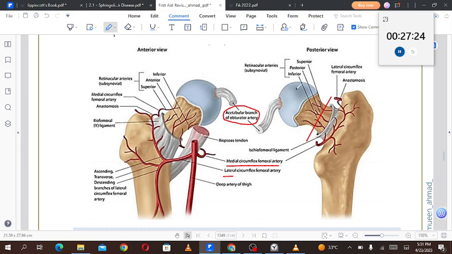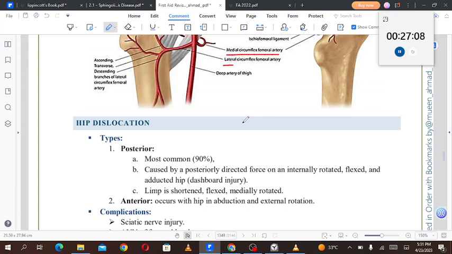Remember this thing, that the head is being supplied by two arteries. The first one is the medial circumflex femoral artery and the second one is the acetabular branch of the obturator artery. If this artery cannot compensate for the loss of medial circumflex femoral artery blood supply, in that case we are expecting avascular necrosis in the head of the femur due to the femoral neck fracture.